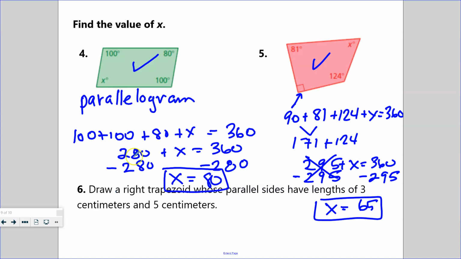All right. Draw a right trapezoid whose parallel sides have lengths of 3 centimeters and 5 centimeters. So you need to get yourself a ruler. I'm just going to kind of do this and label it 3 centimeters. I want you to practice with a ruler. So we need a trapezoid, where two sides are parallel to each other. This is 5 centimeters. Now, when it said right trapezoid, it means that one of the sides needs to be a right angle.